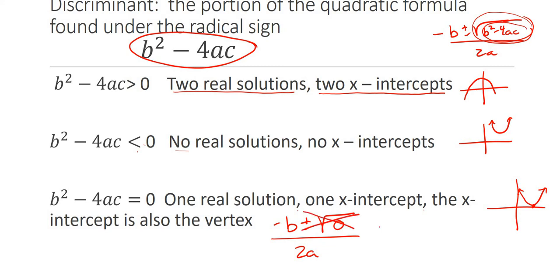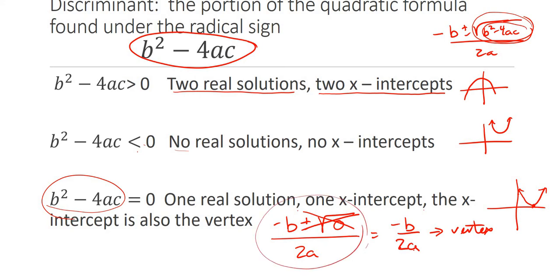If my discriminant is 0, all of that becomes 0, and I end up with negative b over 2a. Does that look familiar? That's where the vertex is. So if the numbers under the radical are 0, the formula for the x-intercept becomes the same as the formula for the vertex. So the x-intercept and the vertex are the same exact point.